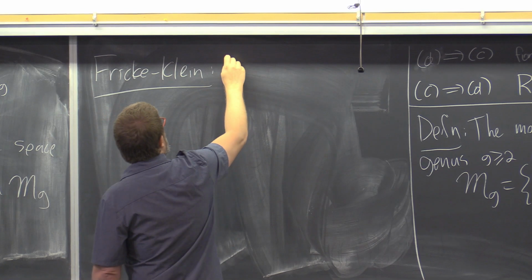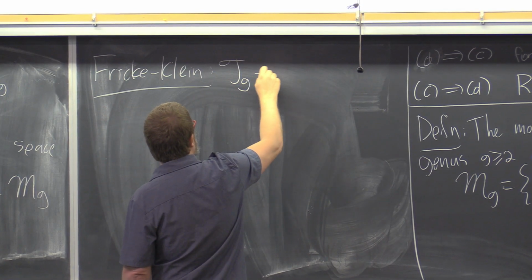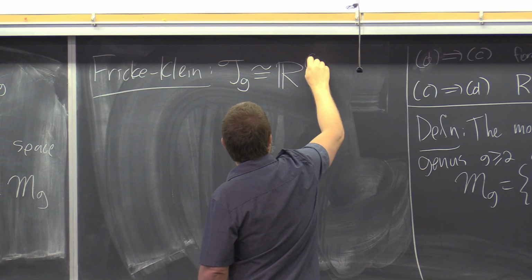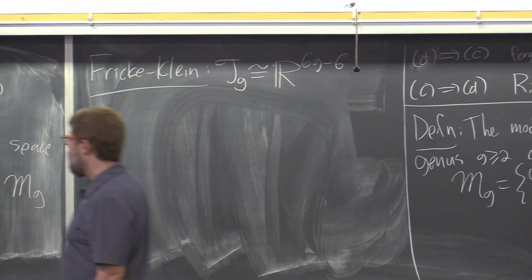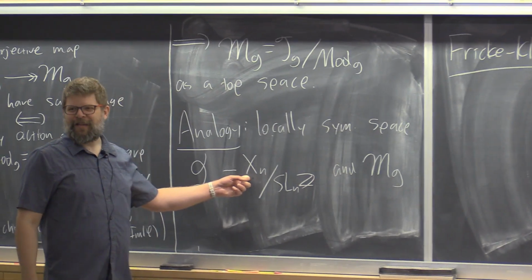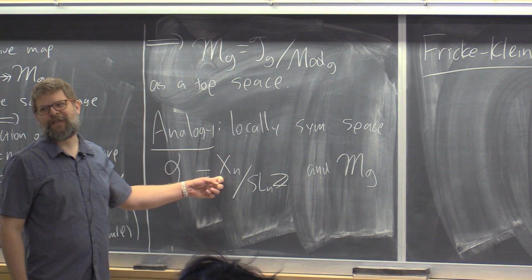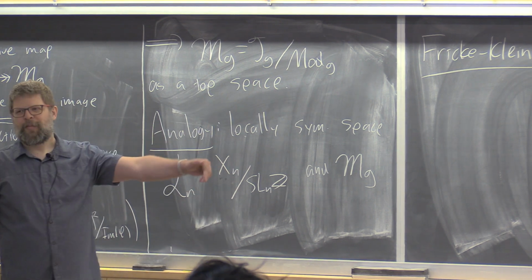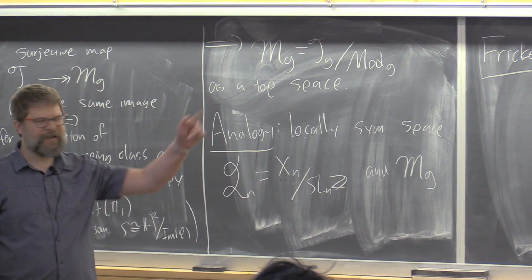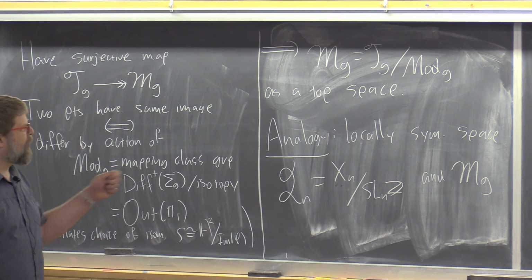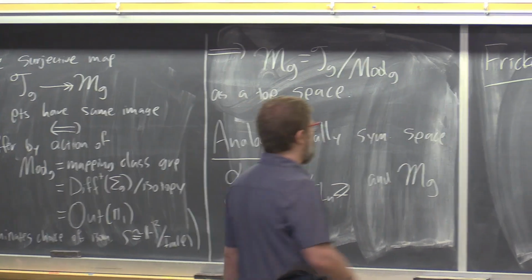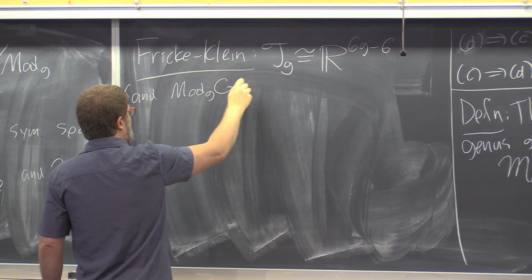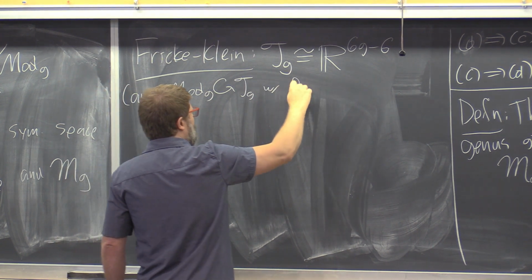Well, they showed, with this definition, that Teichmuller space is isomorphic to R to the 6G minus 6, or inner products, positive definite inner products of determinant 1, is isomorphic to some Euclidean space. So is Teichmuller space. This makes the analogy: the mapping class group acts on Teichmuller space T_G with finite stabilizers.